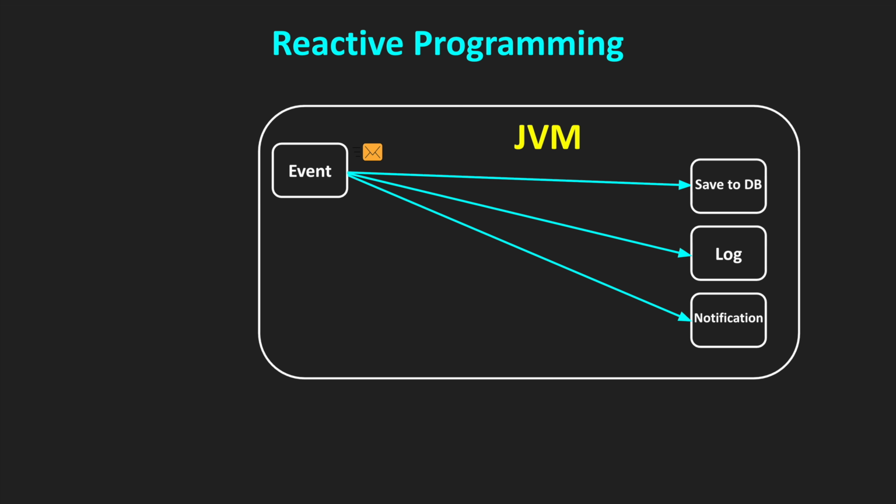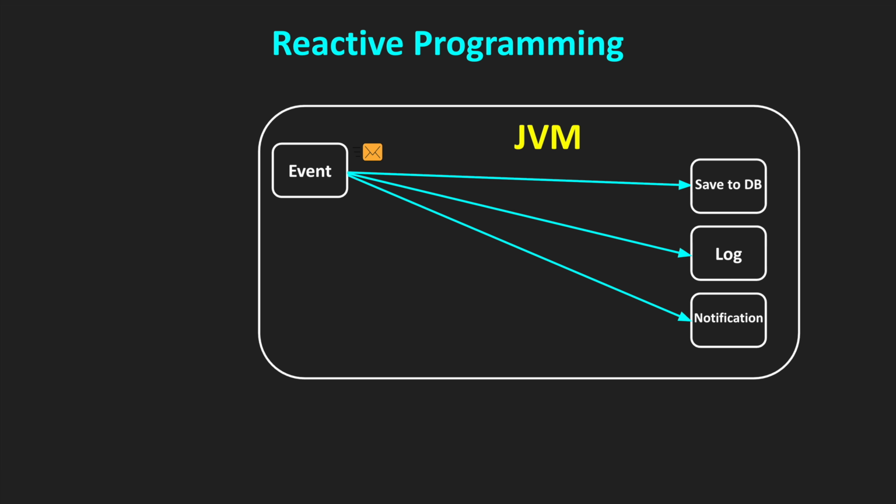Let's say that we don't need to spin up a separate Kafka cluster. We don't need to spin up a separate Zookeeper and so on. We just need to, within one JVM, as a part of one program, consume a message, save the message to the database, log, and send a notification, and we want to do that asynchronously. That's where reactive programming comes into the picture in Java.